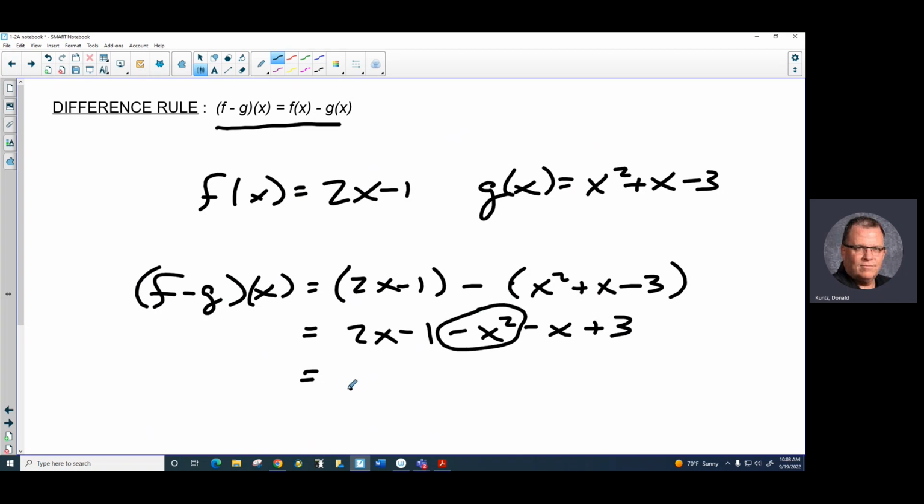So now again, we start out with negative x squared, and then we have 2x minus x, 2x and a negative x, that is a positive x. -1 and a positive 3 is a positive 2. So this is our f minus g of x.